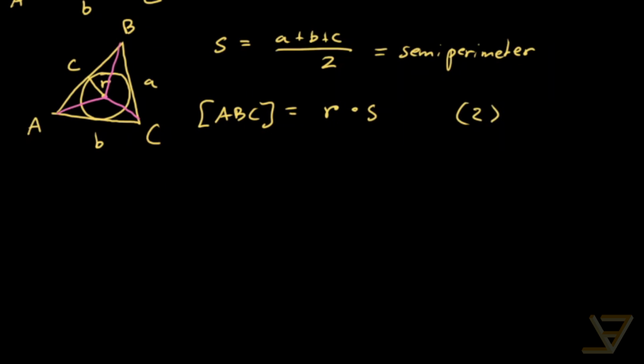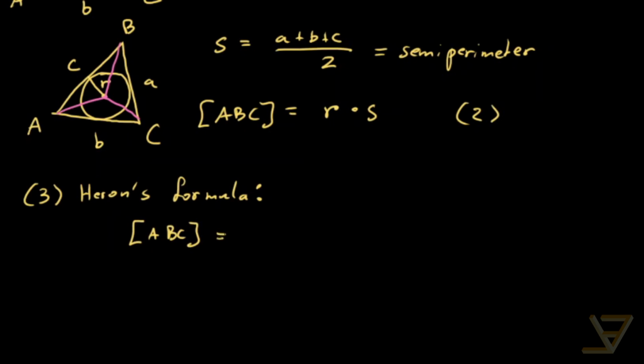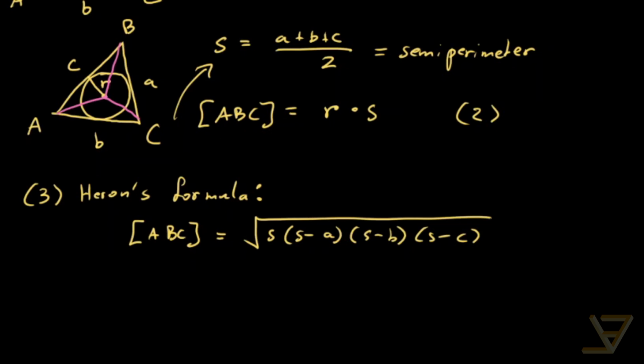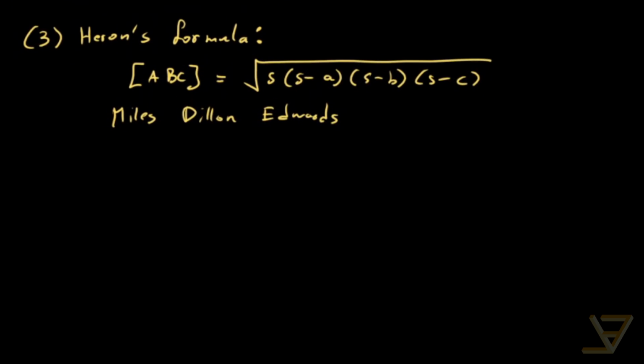For the third method, it's called Heron's formula. And this one says that the area of ABC is equal to S times S minus A. Again, we're using this definition of S. S minus B, S minus C, and square root over the whole thing. And my favorite proof of this is by a guy named Miles Dillon Edwards. And he published a proof of this using complex numbers, and it's a pretty amazing proof. I recommend looking it up.